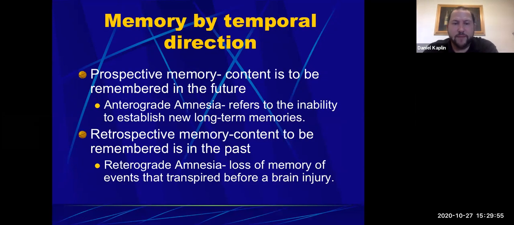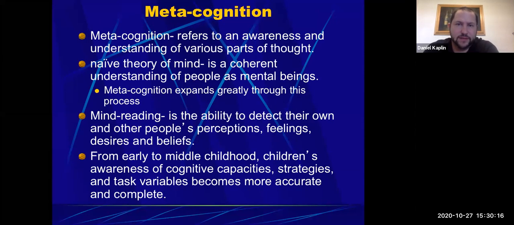So in terms of memory, we talked about prospective and retrospective memory. Prospective is remembering new things. Retrospective is remembering past things. And I talked about the two different kinds of amnesia. Anterograde amnesia is not being able to remember new things, and retrograde amnesia is not being able to remember old things. So let's talk about metacognition. Again, this is thinking about thinking or having awareness about thought. There are different pieces of metacognition that are worthwhile here.